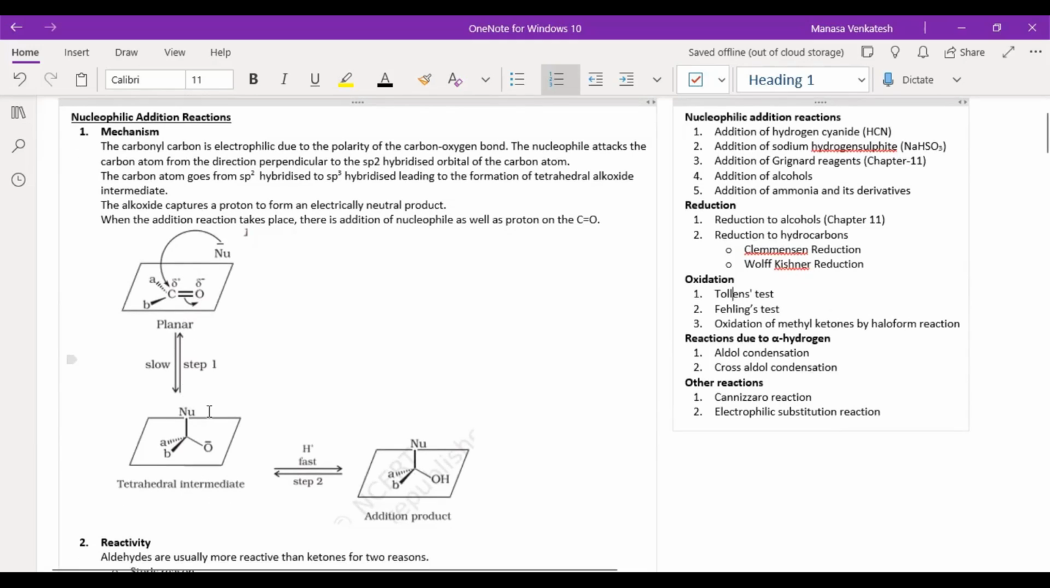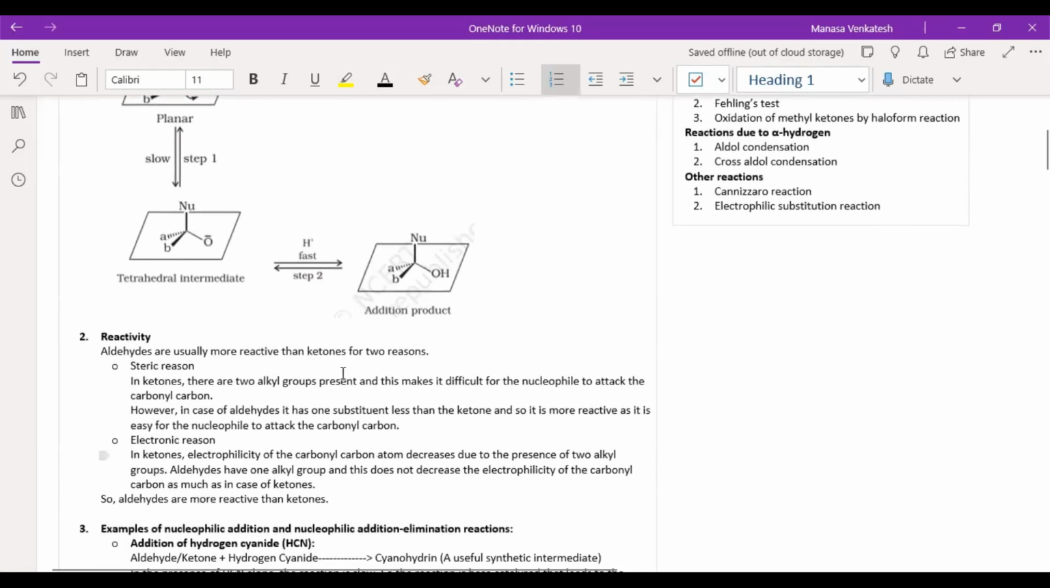And after that, the O minus can easily capture a proton, and this leads to the formation of the neutral product. So what is happening? Nucleophile is attacking the electrophilic carbon atom, and the reason this is an electrophilic carbon atom is because of the electronegativity of the oxygen atom. So nucleophile is attacking at the perpendicular position, and the carbon atom is converted from an sp2 hybridized carbon to an sp3 hybridized carbon atom, and this leads to the formation of an alkoxide intermediate, and this alkoxide intermediate is tetrahedral, and it can easily capture a proton to become an electrically neutral compound.